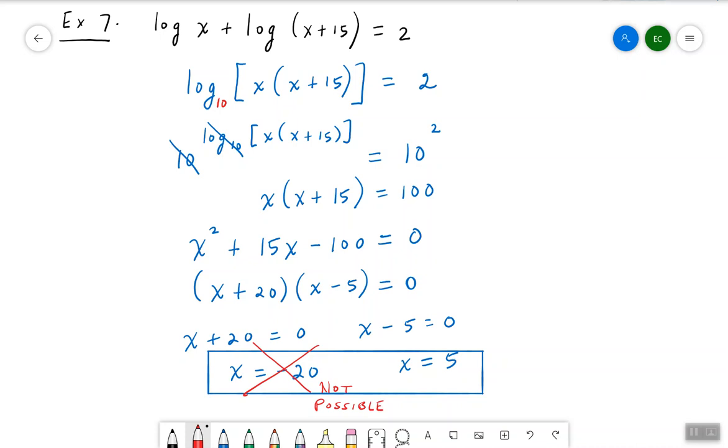We need to take the 5 and make sure it's going to be okay. We need to make sure that the arguments for the logarithms are both going to be positive, and they will be. The log of 5 is okay, and 5 plus 15 is a positive 20, so that's okay. So we just have one answer. We have x equals 5.